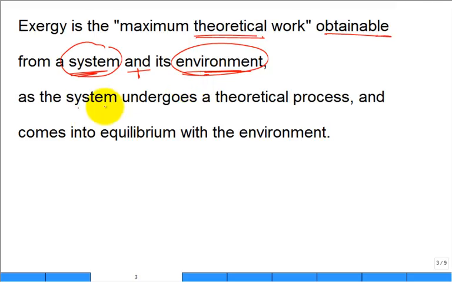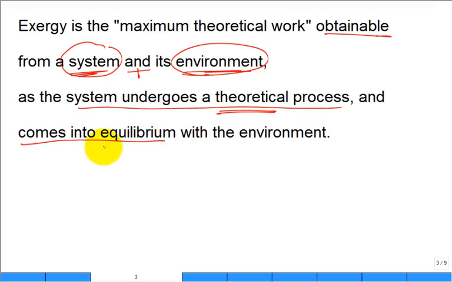As the system undergoes a theoretical process, again a hypothetical process, do you think it's going to have a lot of irreversibilities, or is it going to be pretty reversible? It's going to be pretty reversible if I want the maximum work out. Like no irreversibilities. And it starts from its current state, and then it's going to finally end up when it comes into equilibrium with its environment. Again, when you get to equilibrium with its environment, it's dead. You can't make any more.